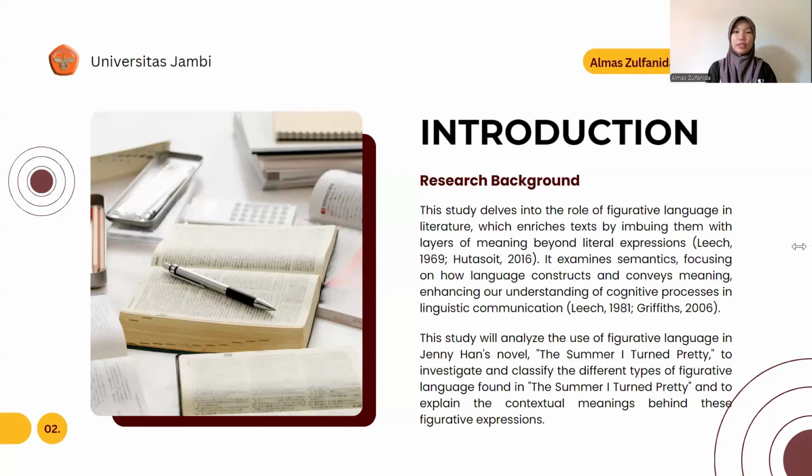The first point is about introduction, and this is the research background. The study delves into the role of figurative language in literature, which enriches texts by imbuing them with layers of meaning beyond literal expressions. It examines semantics, focusing on how language constructs and conveys meaning, enhancing our understanding of cognitive process in linguistic communication. The study will analyze the use of figurative language in Jenny Han's novel, The Summer I Turned Pretty, to investigate and classify the different types of figurative language found in the novel and to explain the contextual meanings behind these figurative expressions.